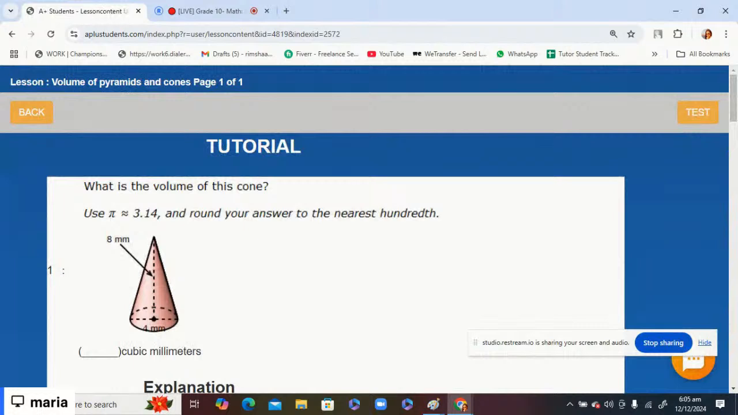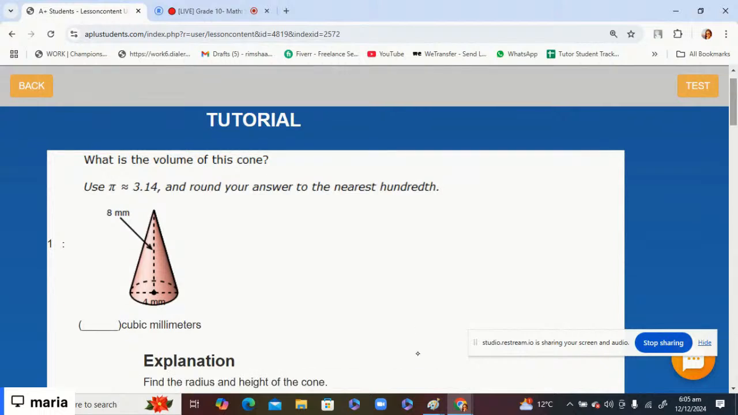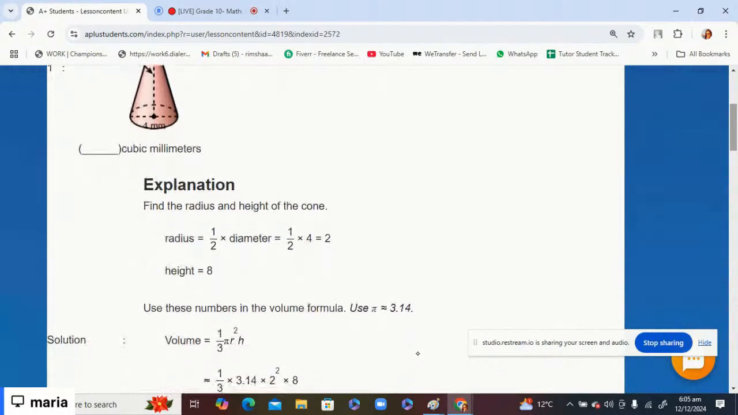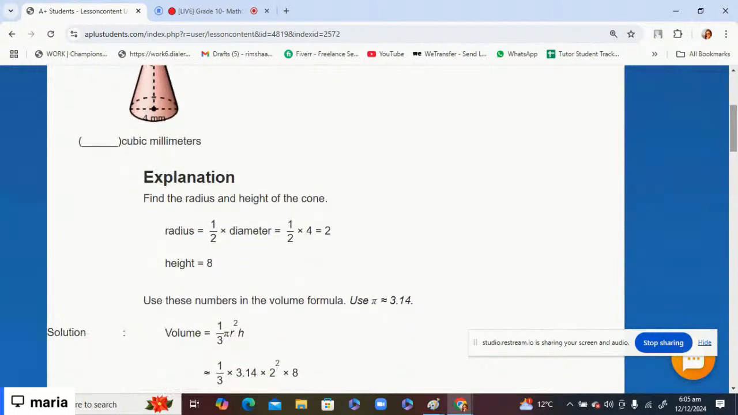Now continue with this. So what is the volume of this cone? They are saying to use the pi value 3.14 and round your answer to the nearest hundredth. As we know, what is the radius and height of the cone? Radius of cone is 1 by 2 times diameter. And what is the height of this cone?